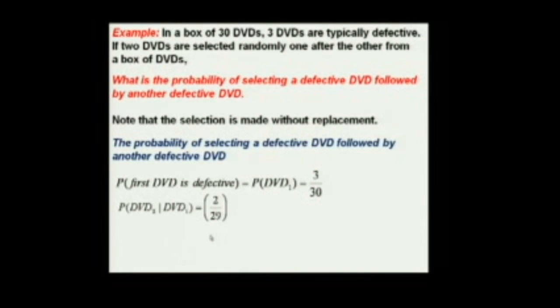And if we are trying to calculate the probability of the second DVD to be defective, given that the first one was, now we have taken 1 already, so we have 29, and what's left for us, since the first one was taken, is 2 defective DVDs. So that's 2 divided by 29. And of course, the probability of selecting a defective DVD followed by another will have to be the multiplication of these two values of probability.